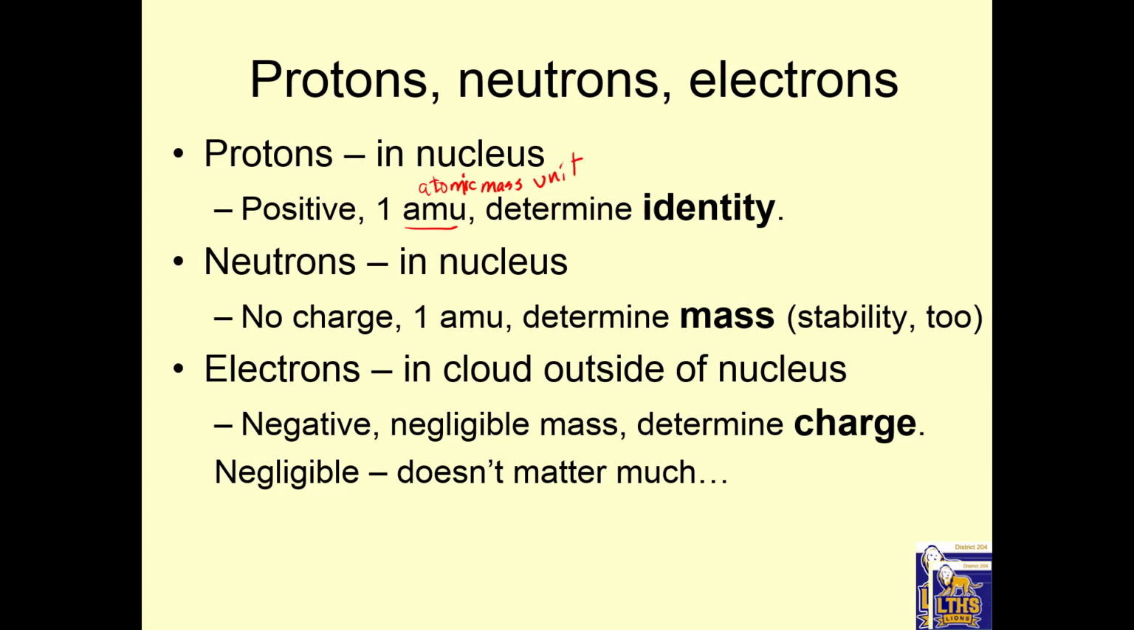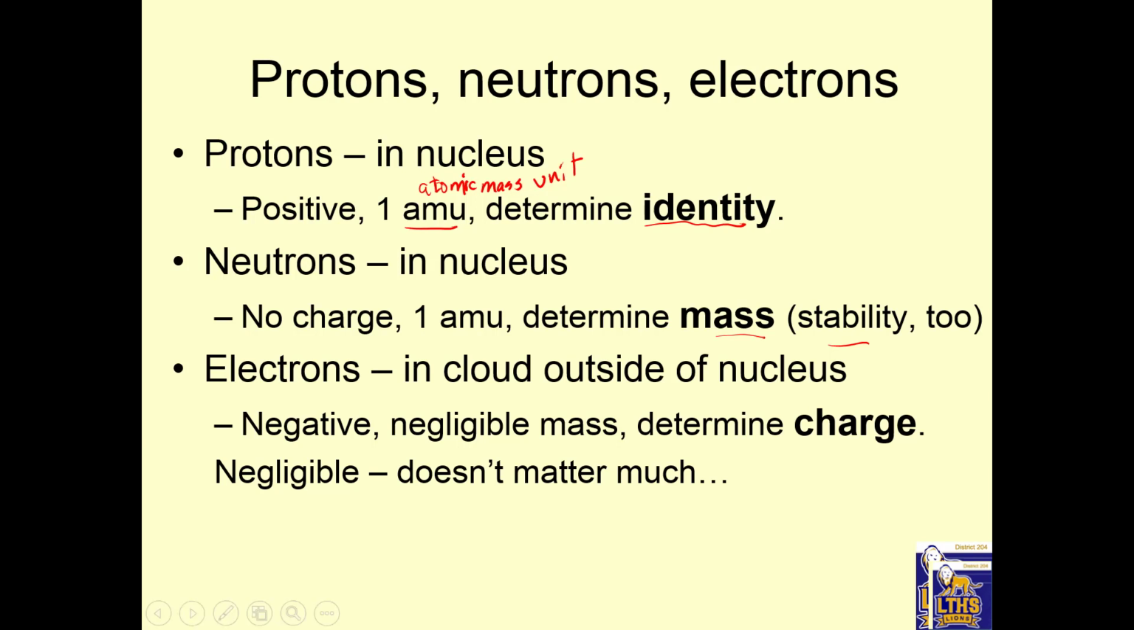Compared to other parts of the atoms, protons and neutrons have about the same mass. And so they get the label of an atomic mass unit. There is an actual mass for it. It's a really, really, really small number of grams. But since these have about the same mass, they called it an atomic mass unit. So if you know the protons, you know the identity of an atom. You know the neutrons are in the nucleus, they have no charge, and they help to determine the mass and stability of an atom. And then there are electrons.